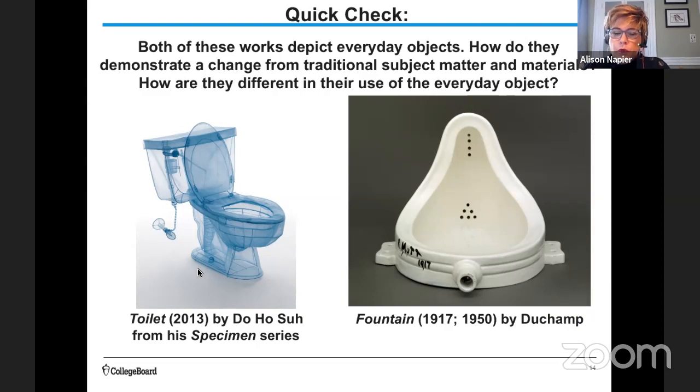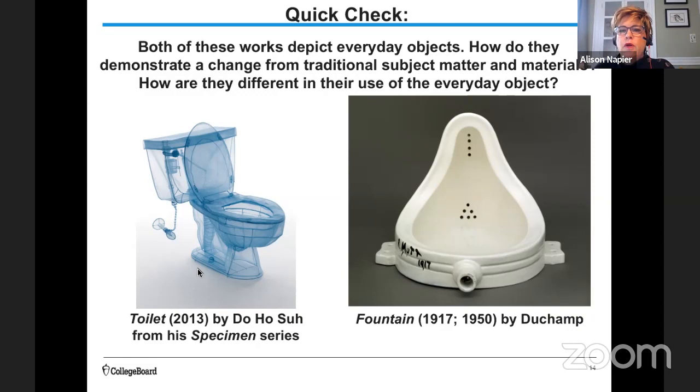You don't have Do Ho Suh in the image set, but he creates his work believing in the construction of spaces from his life and elements that were held within spaces in different media. So he's using new media, resin, styrofoam, fabric, and wire to create this see-through rendition of the toilet.